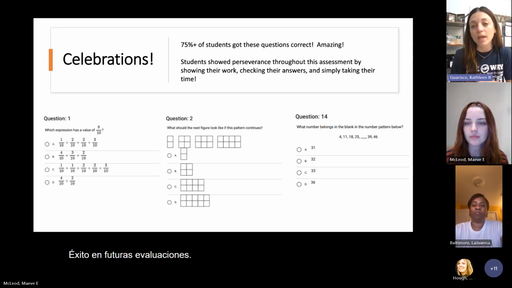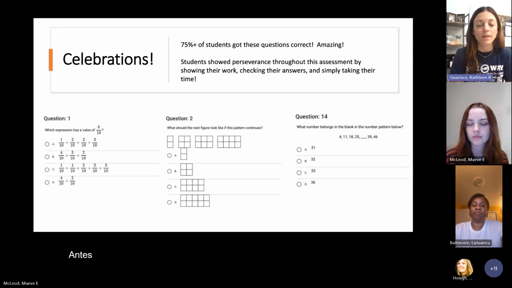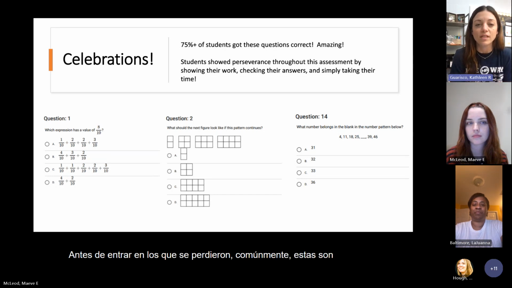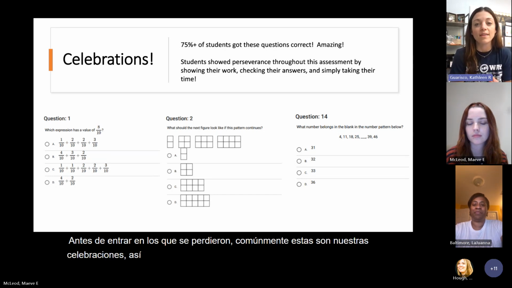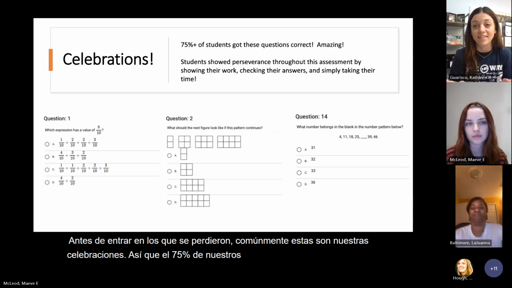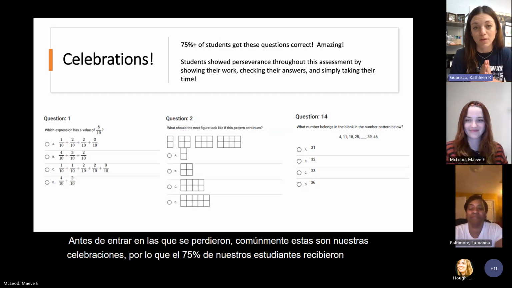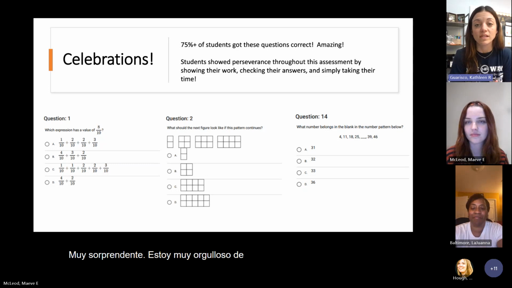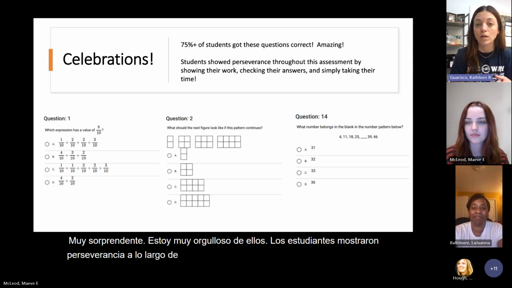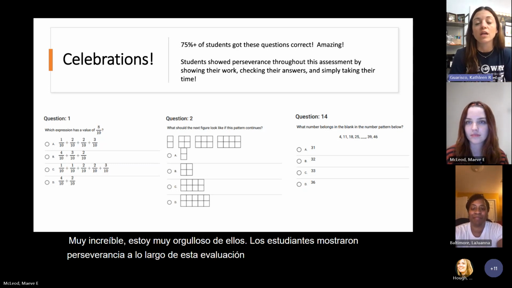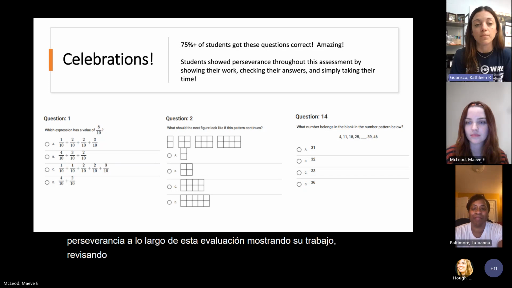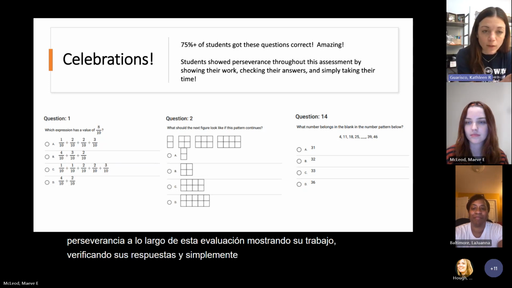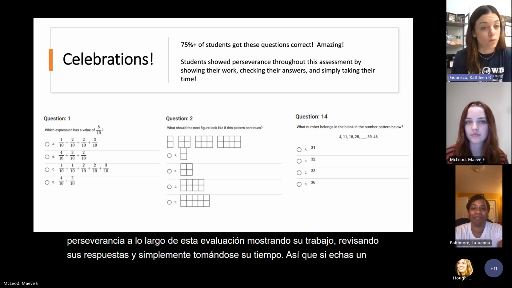Before we get into the ones that were commonly missed, these are our celebrations. 75% of our students got these questions correct. Very amazing, very proud of them. Students showed perseverance throughout this assessment by showing their work, checking their answers, and simply taking their time. If you take a look, we've got questions 1, 2, and question 14.